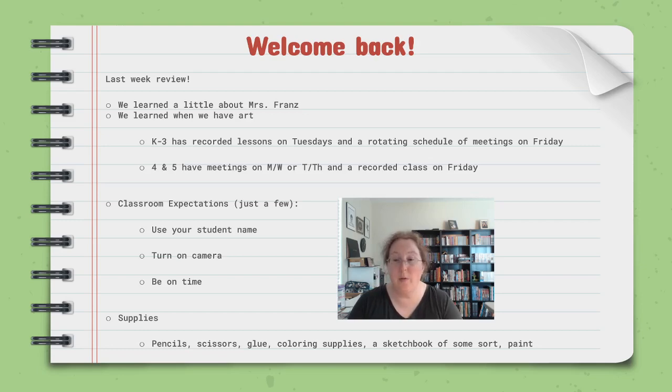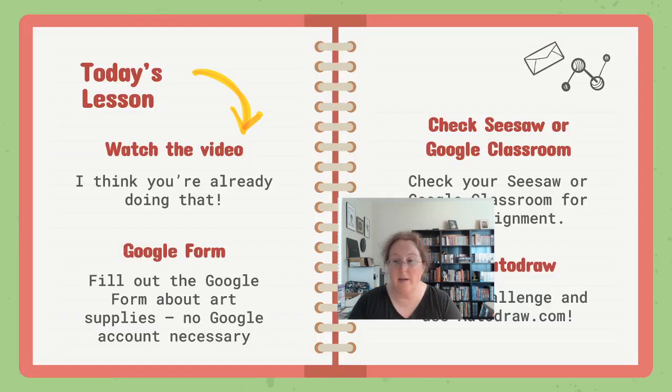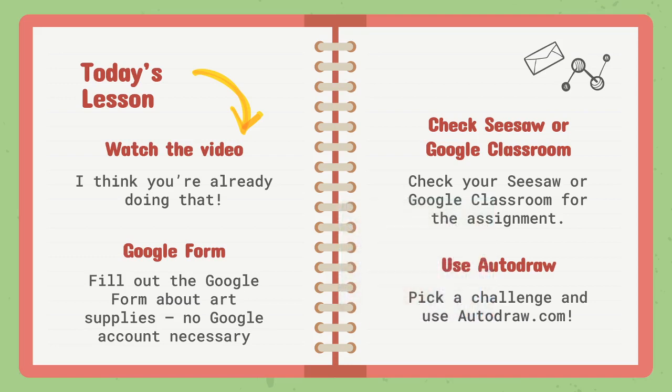And what are we going to be doing today? We're going to cover 4 things. Number 1, you're going to watch the video. Good job. I think you've already got that one done. Next, we'll talk about the Google form. This is just going to be an informal survey about your art supplies. You'll need to check your Seesaw or Google Classroom for the assignment and where to turn this in. And then you're going to use AutoDraw. I'm going to walk you through how to use AutoDraw next.